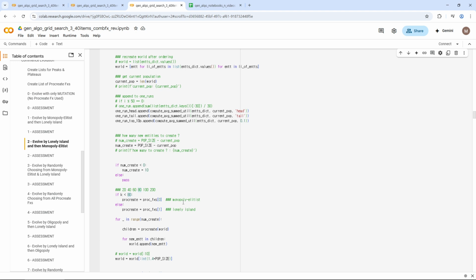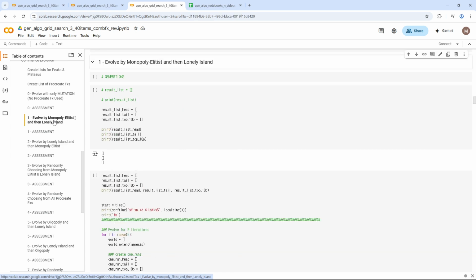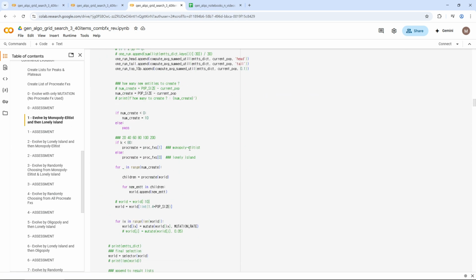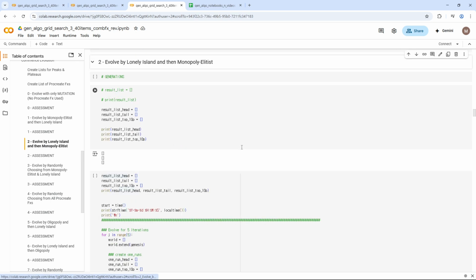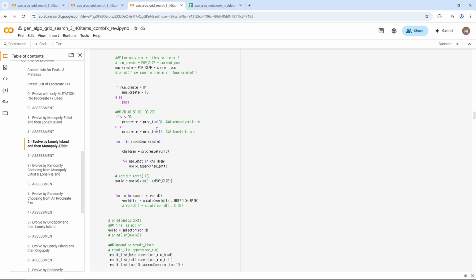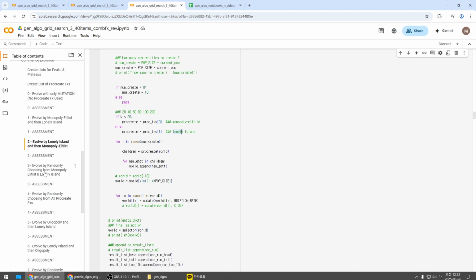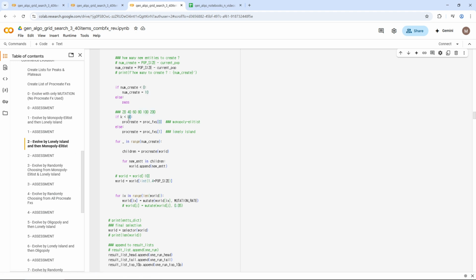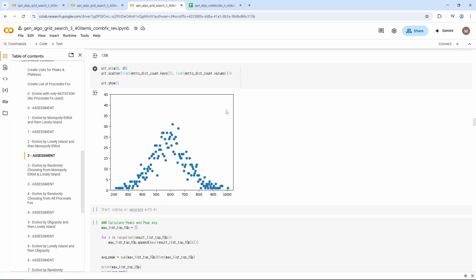the Monopoly Elitist. This is wrong, by the way. These two comments should be swapped in place. So it's supposed to be 1 and 0 in step 1, and these comments are right. Here is supposed to be 0 and 1. These comments are wrong. I'm just not going to edit it here, since I'd like to keep these files only for demonstration purposes. So switch procreate function after generation 80, and here is the assessment.